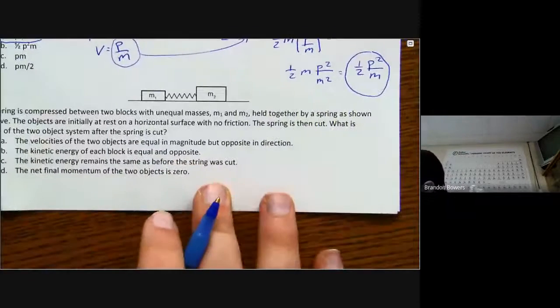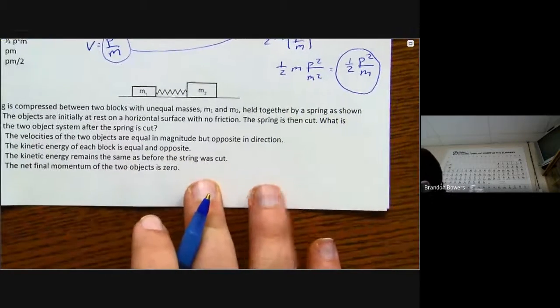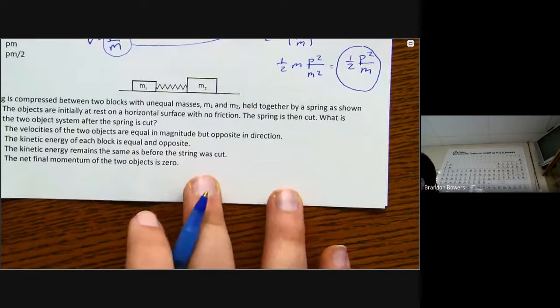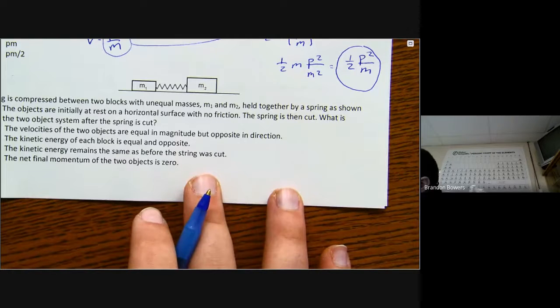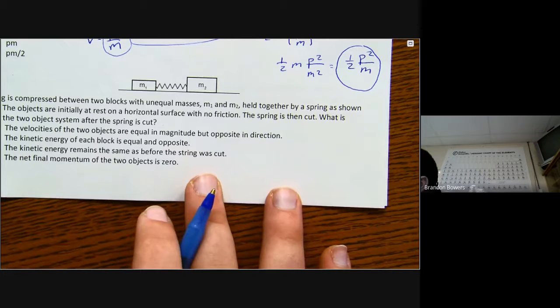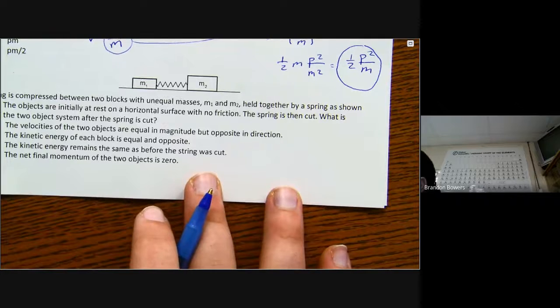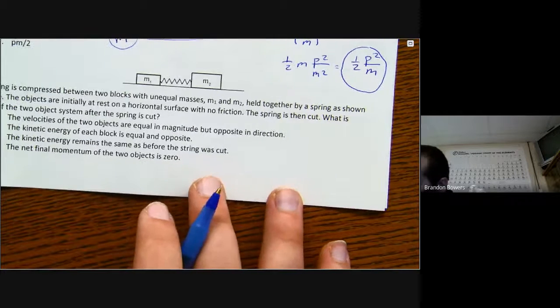Okay. A spring is compressed between 2 blocks with unequal masses, mass 1 and mass 2, held together by a string as shown above. The objects are initially at rest on a horizontal surface with no friction. The spring is then cut. What is true of the 2-object system after the spring is cut?